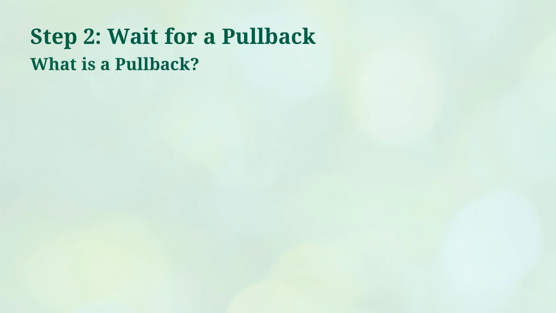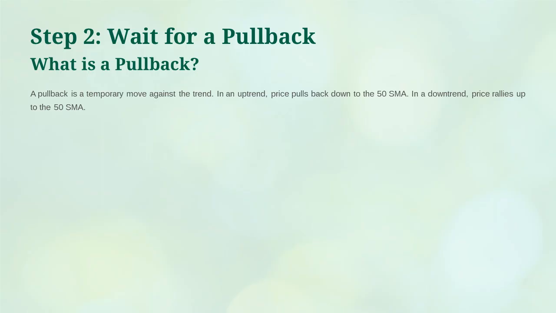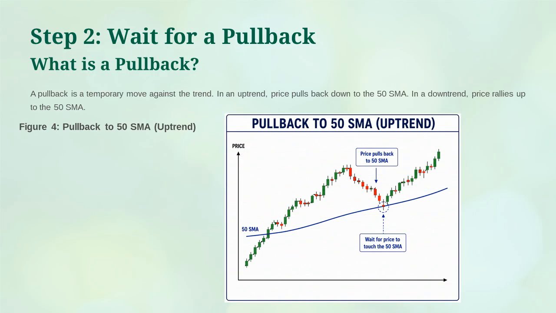Once we've identified the trend, we don't just chase price. We wait for a pullback. What is a pullback? It's a temporary move against the trend. In an uptrend, price pulls back down toward the 50 SMA. Think of it like price taking a breath before continuing higher. In a downtrend, price rallies up toward the 50 SMA. It's a temporary pause before continuing lower.